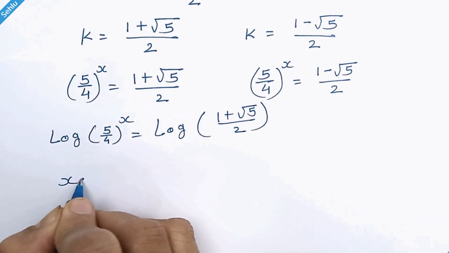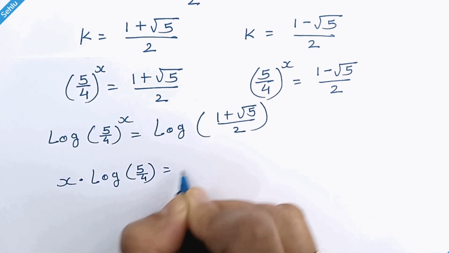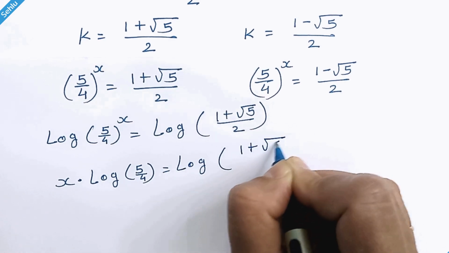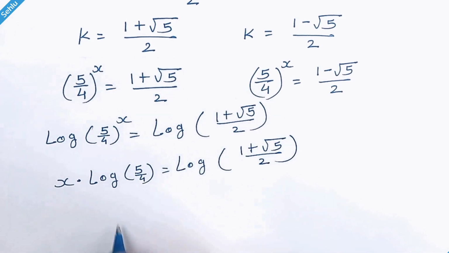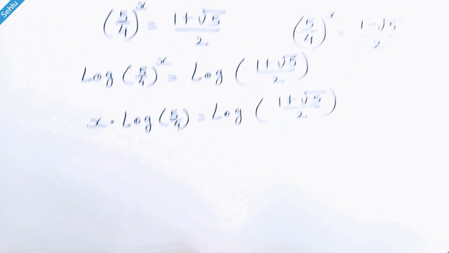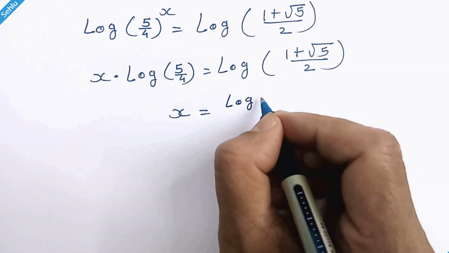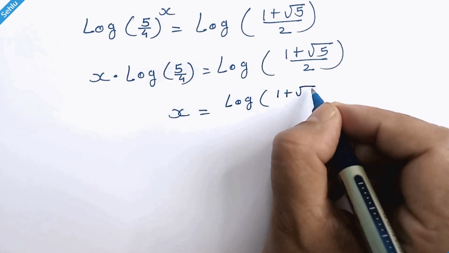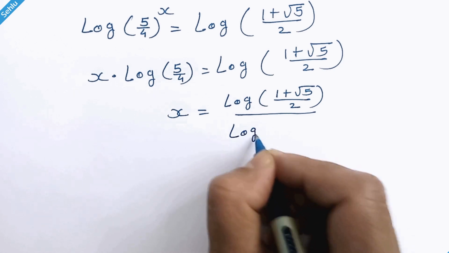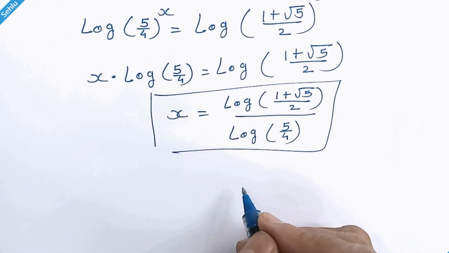So it will be x times log of 5 over 4 is equal to, we can simply move this to right hand side. So it will be x is equal to log of 1 plus square root of 5 over 2 over log of 5 over 4. And this is our answer.